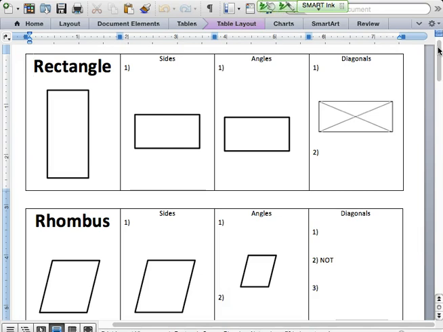So let's first talk about rectangles. So one thing that we know about rectangles as far as the sides go is the same thing we know about any parallelogram. Opposite sides are congruent. Okay, so this is congruent to this, and this side's congruent to this side. That's still true for a rectangle. That's nothing different than any other parallelogram.